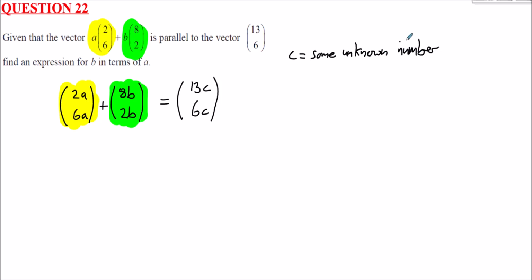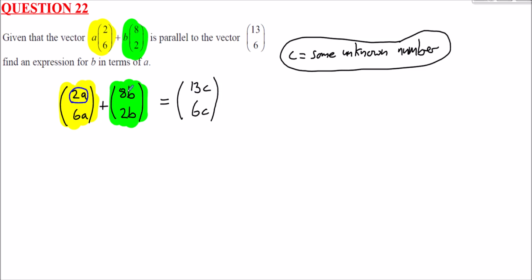So the key thing here is the concept. If two vectors are parallel to each other, then one is a multiple of the other. So I've just written this one here as (13, 6) multiplied by C. Now we've got this top line must equal 13C, and 6A plus 2B must equal 6C. So from these two bits here, we can actually extract two simultaneous equations.